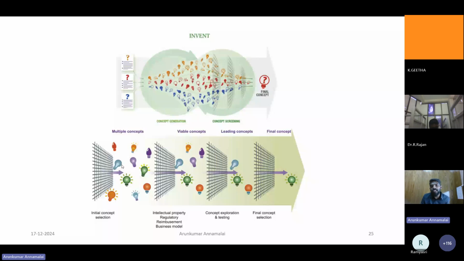So in this invent stage is where a majority of your thinking and research aspect, a lot of funding, a lot of money that you get for R&D goes into this aspect of it. So this is an important step.